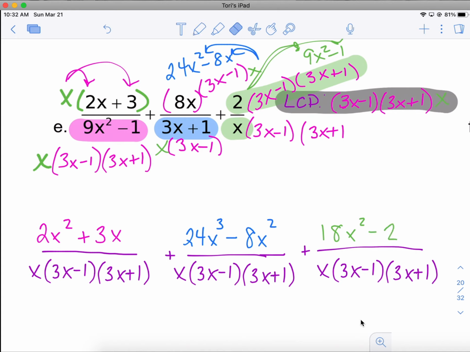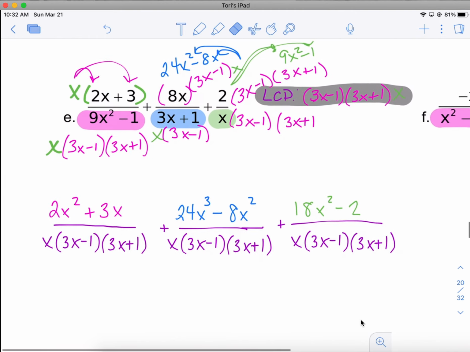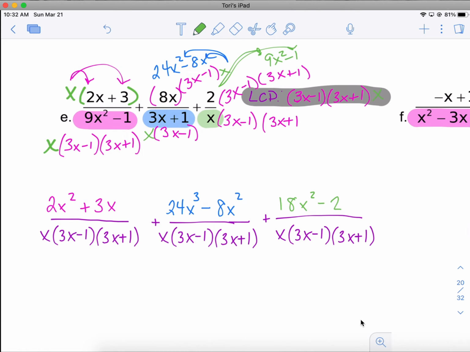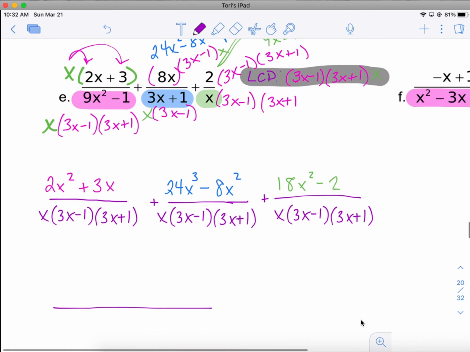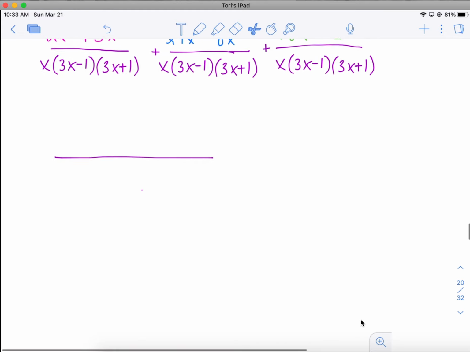All right, so now that we've made all of our fractions have a common denominator, now we're ready to start putting stuff together. All right, let's do that to start. I'm going to make one big fraction. I'm going to paste that same denominator that we had. Oops.